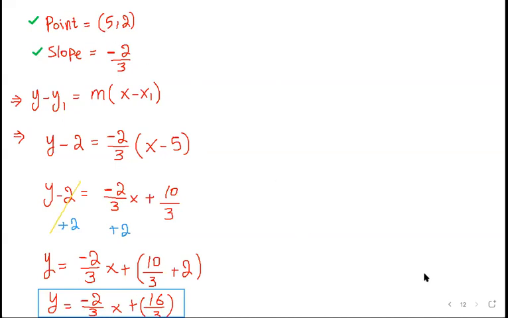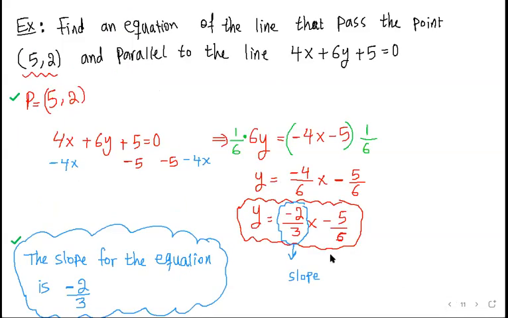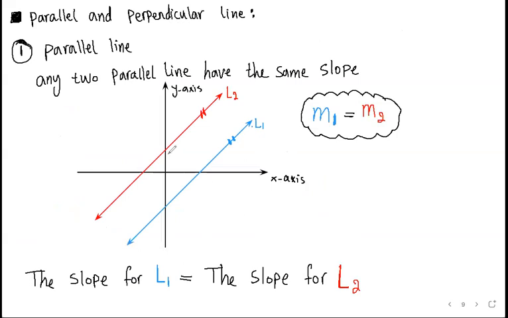Okay, let me go back again. Is there any question from some student? The question is, find an equation of the line. This line passes through this point and it's parallel to the other line. If a line is parallel to the other line, this means the slope for this line is the same as the slope for the second line.